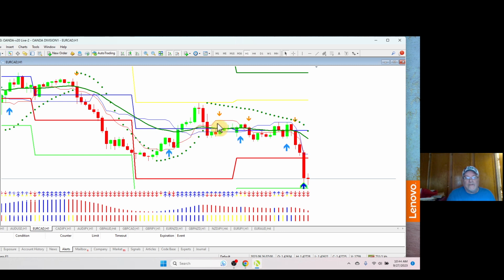So you can get these little trend following anywhere, but these are mine. I created those. They're based on price and time and momentum all together.